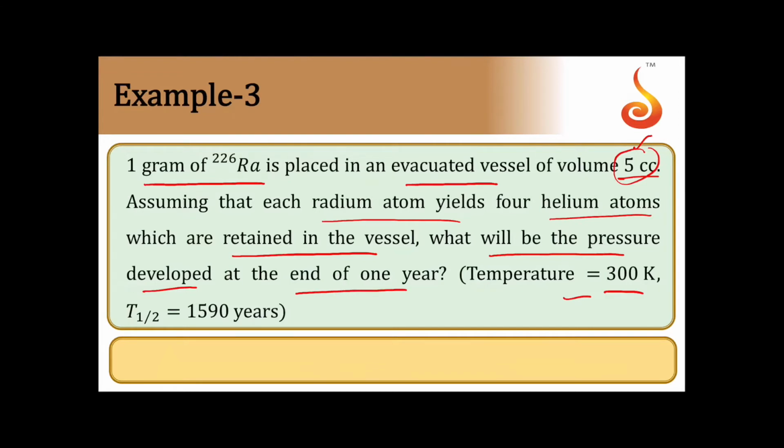So for this we should know the activity first. Activity of radium should be known. Now the activity of radium, so activity A is given by N into lambda. So N is the number of atoms, that is at the time of disintegration. Lambda is the decay constant. So here 1 gram is given to us. So mass is given as 1 gram.